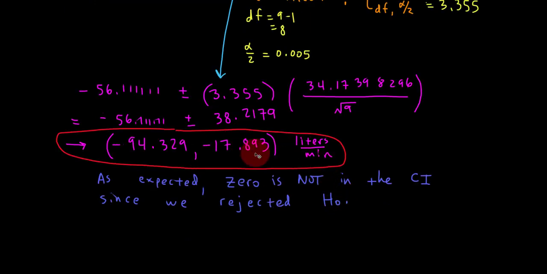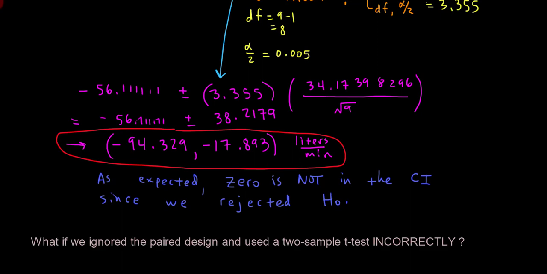What I want to consider in the next half of this video is what if we had not considered the paired design and used a 2-sample t-test, the regular t-test, incorrectly? When we crunch these numbers, and especially when we put this data into R, R doesn't know what the study design is. It is up to us as humans to know which test to use under which scenarios, so that our conclusions can be valid.